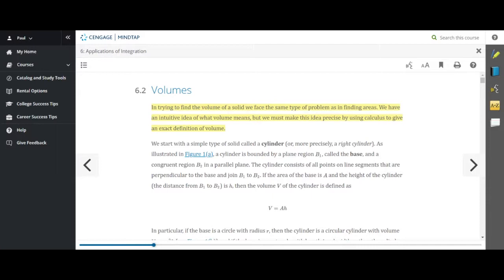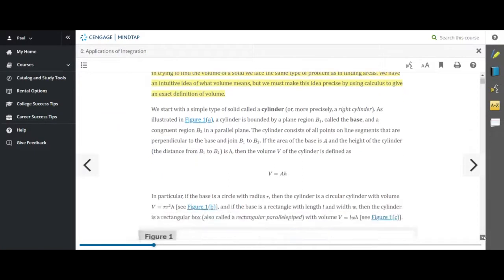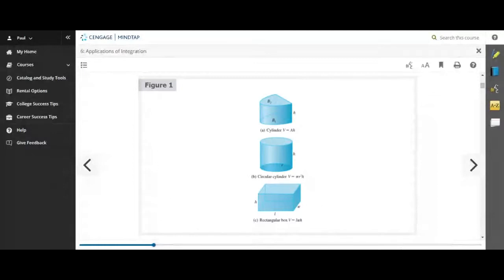And you see there on the screen, in section 6.2, in trying to find the volume of a solid, it's a similar type of problem as finding areas. We have an intuitive idea of what volume means, but we need to use calculus to give the exact definition of volume. So indeed, in figure 1, these are some very common solids that we know formulas for. They don't have the sphere there, but there's a formula for the volume of the sphere.